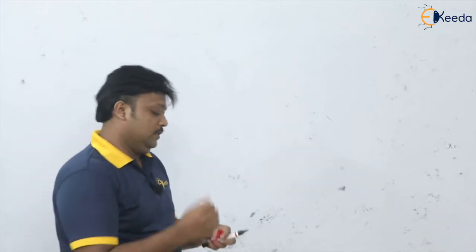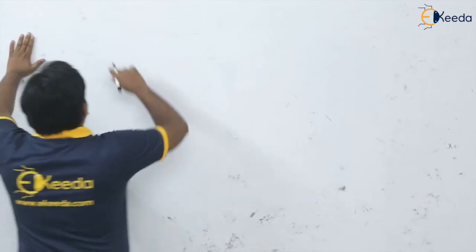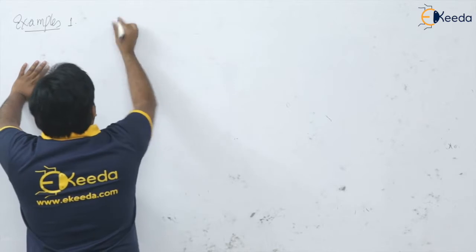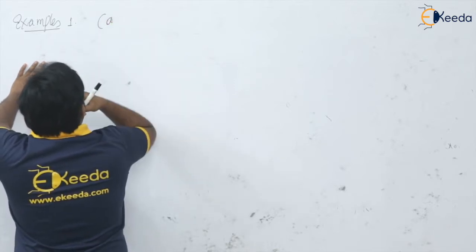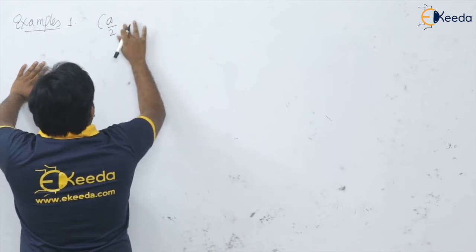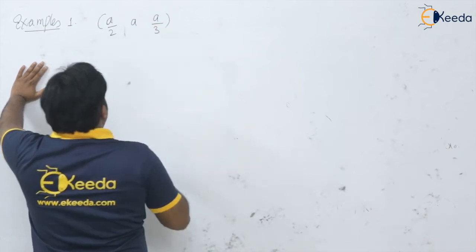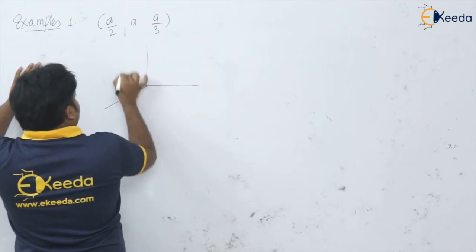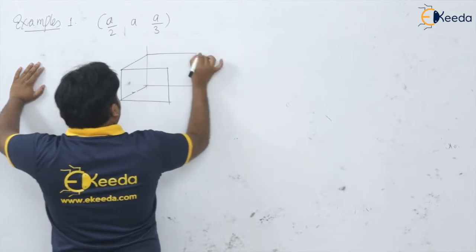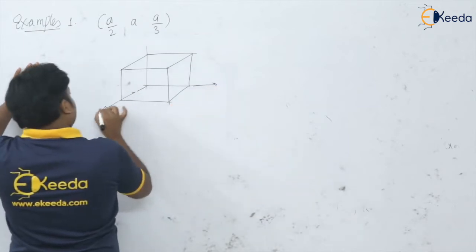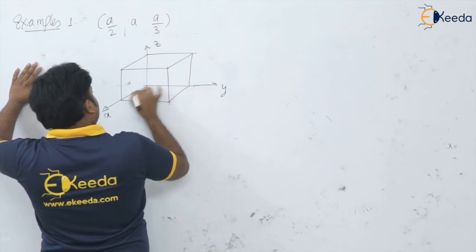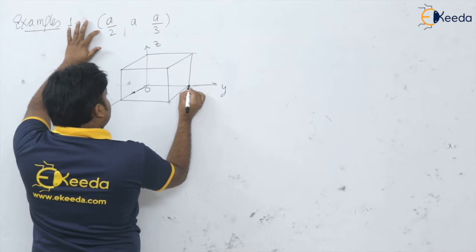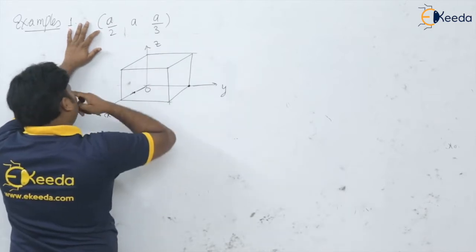So of course we are going to learn the Miller indices here. Say for example, find out the Miller indices. We'll take the examples. So take example number one. Find out the Miller indices for the plane where X is a by 2, Y is a and Z is a by 3. So it is given like this actually. X, Y, Z and origin, we located it. Then X is a by 2. So X is positive a by 2. It is this. Y is a and Z is a by 3. Okay, and it is given from here to here.